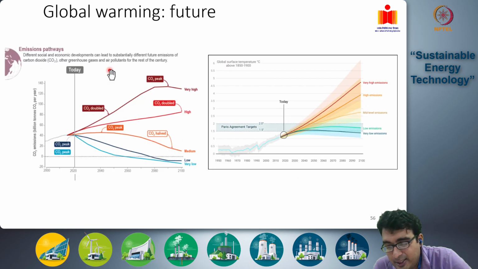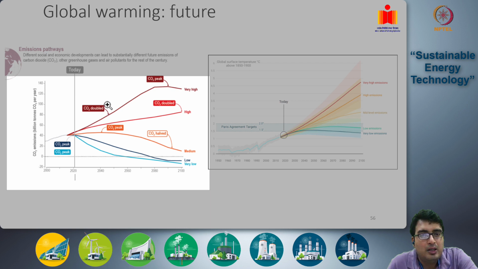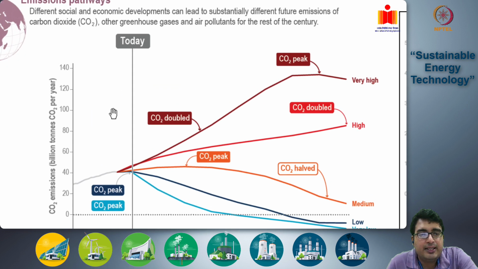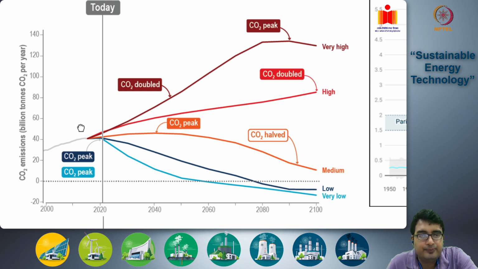So we have seen the CO2 ppm levels for the various scenarios, and here we will see what those scenarios mean in terms of CO2 emissions and the mean surface temperature changes. So here is the CO2 emissions in billion tons of CO2 per year, and we are somewhere around 40 billion tons of CO2 emitted per year right now.